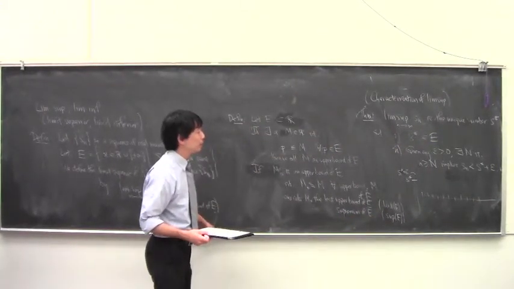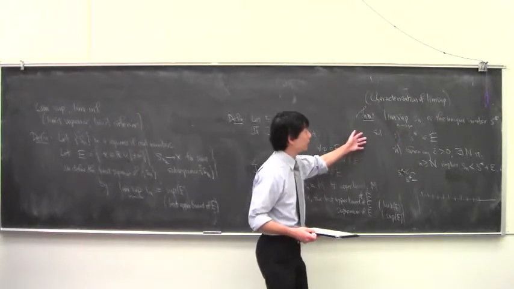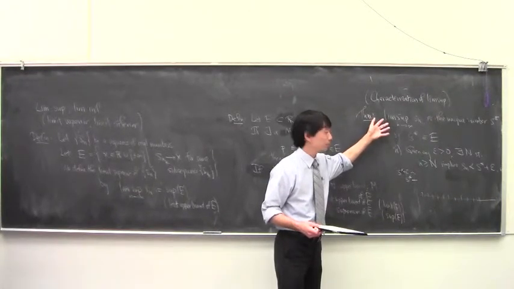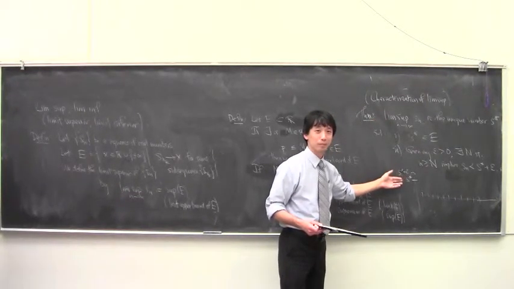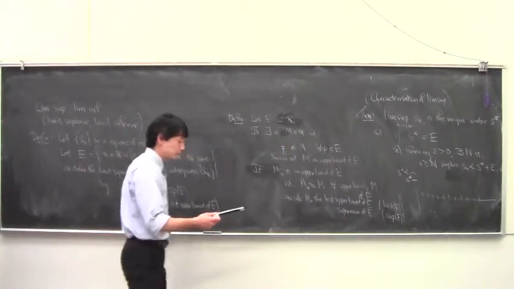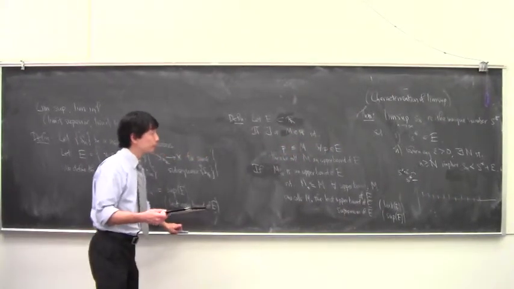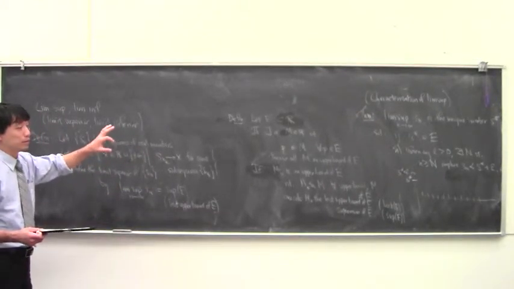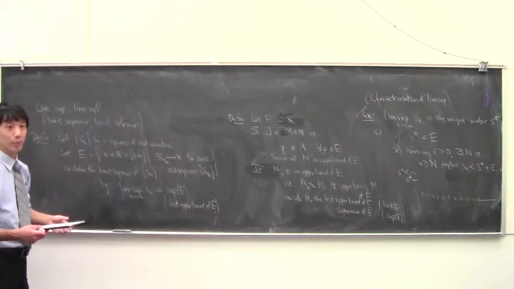So if you had something that was both a lim sup and a lim inf simultaneously, that would mean that the limit existed, and that would be it. Okay, so this description of the lim sup will be the one that we'll be using.